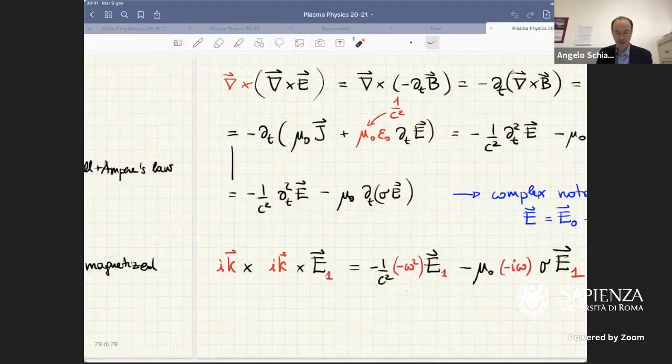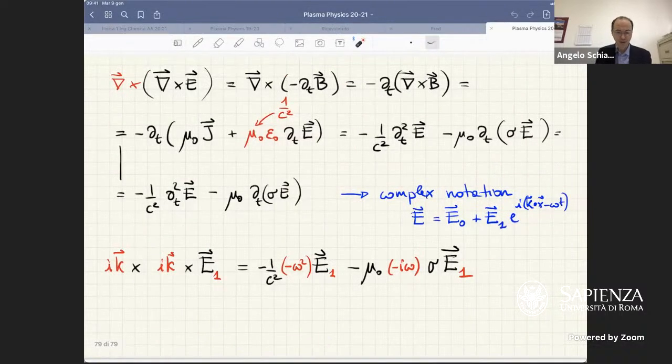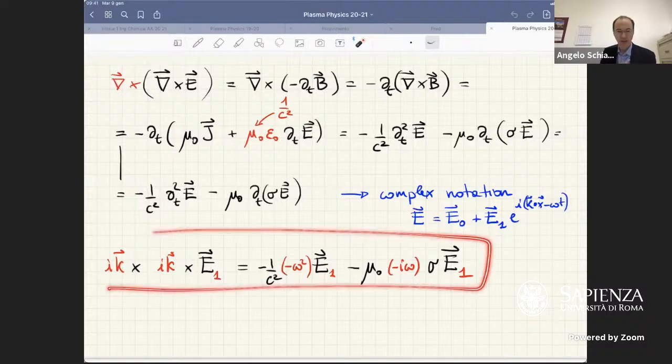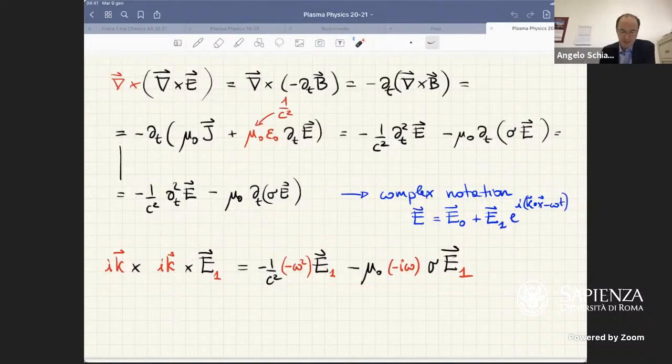So we started, for instance, taking the curl of the Faraday's law, and we stopped at the end of last lecture with this equation, and this is exactly where we are taking over from this morning. And so let's briefly go over this derivation. So we have the Faraday's law here.